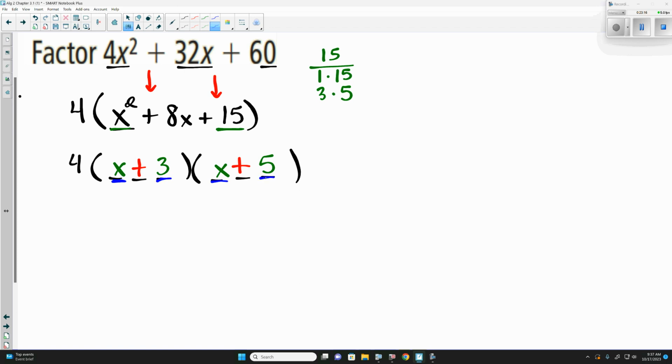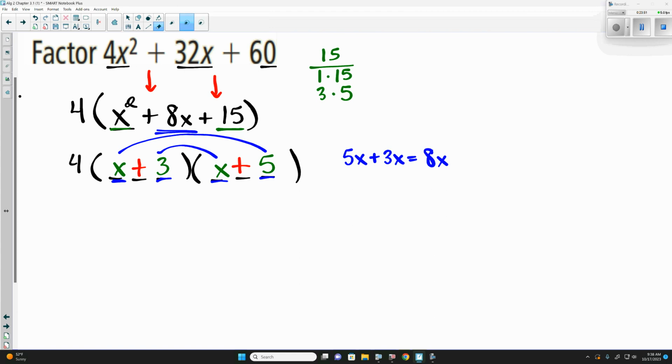Our 3 times 5 is still positive 15, yes? First and third terms, they're still the same. Now we're looking at the middle term, which is going to be this here. X times 5 is positive 5x. 3 times x is positive plus 3x. And 5x plus 3x is positive 8x. Is that the middle term we wanted? Well, yes, because we wanted plus 8x, positive 8x. We have positive 8x, so it works, yes?